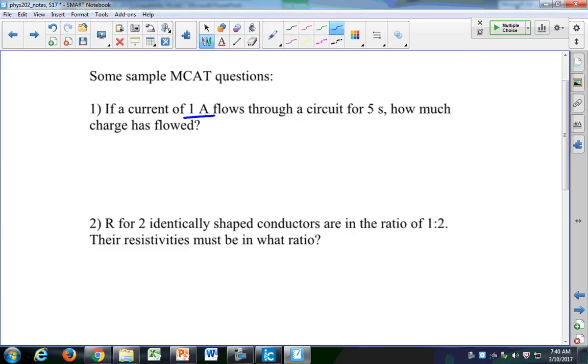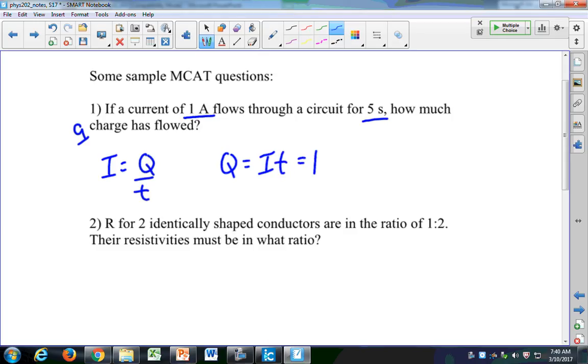I have a current of 1 amp. It flows through a circuit for 5 seconds. I want to know how much charge Q has flowed. So my basic definition for current is Q over t. So if I want to know the charge, it's equal to the current times the time.